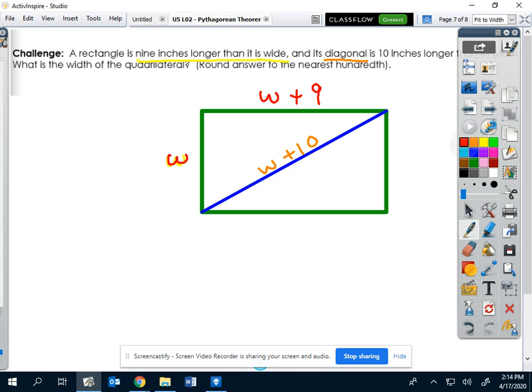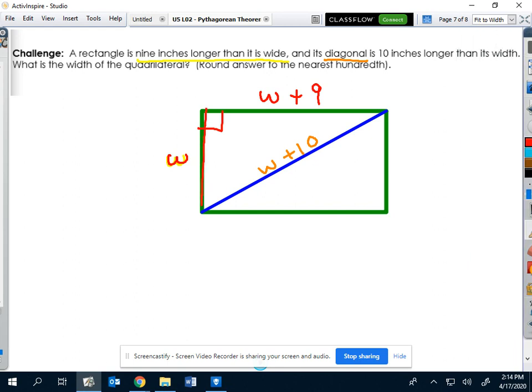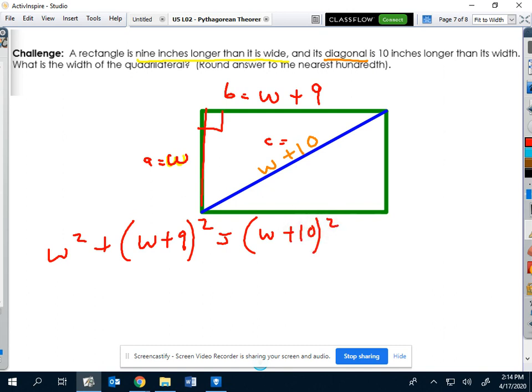We're going to start with the red one. So that's A. So you notice it created a right triangle here, right? So my A value, we'll call this A, this will be B, and this is obviously C. So my A squared is W squared plus my B squared, now you've got to put this in parentheses, W plus 9 squared equals my C squared, in parentheses again, W plus 10 squared.